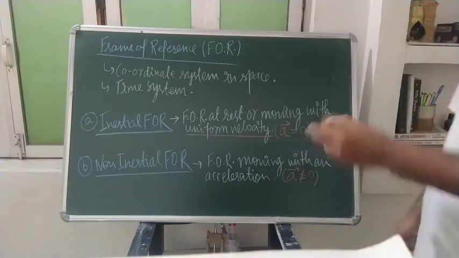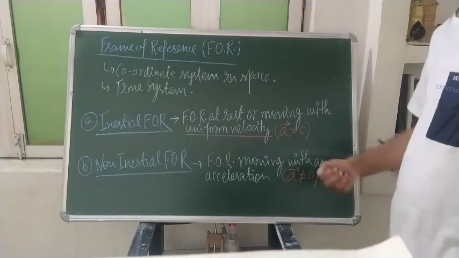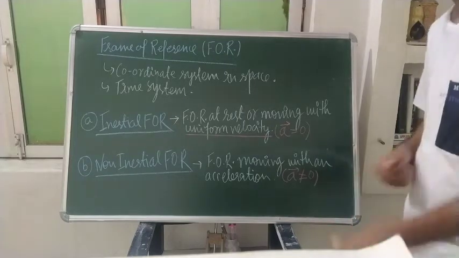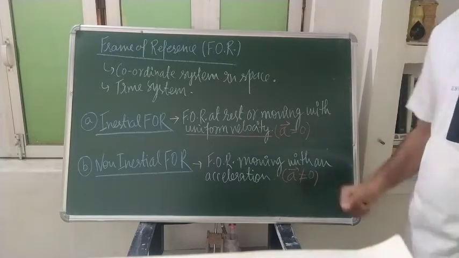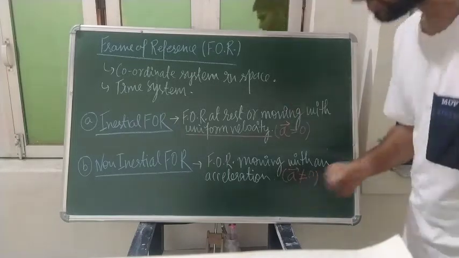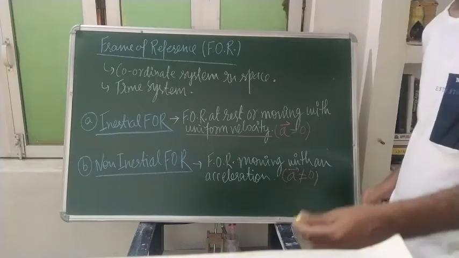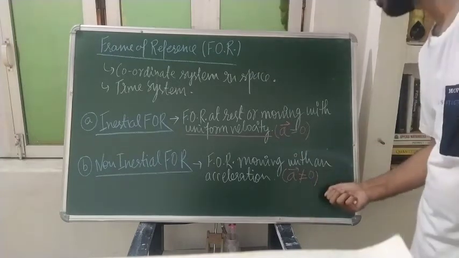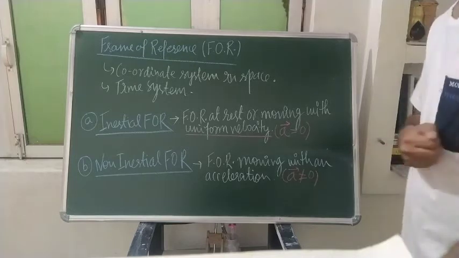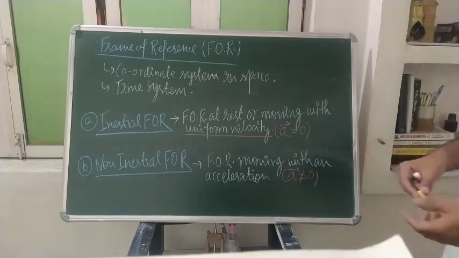So an inertial frame of reference can be at rest or it can move with uniform velocity. The meaning of uniform velocity is that it will have no acceleration, whereas a non-inertial frame of reference will have some acceleration, and the accelerated frame of reference will be called our non-inertial frame of reference.